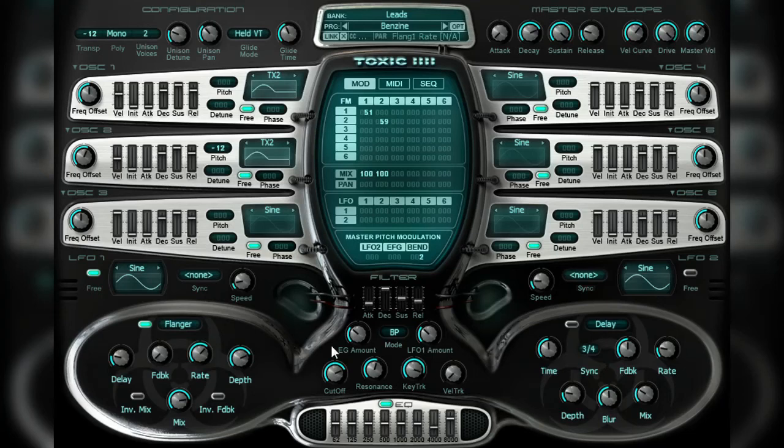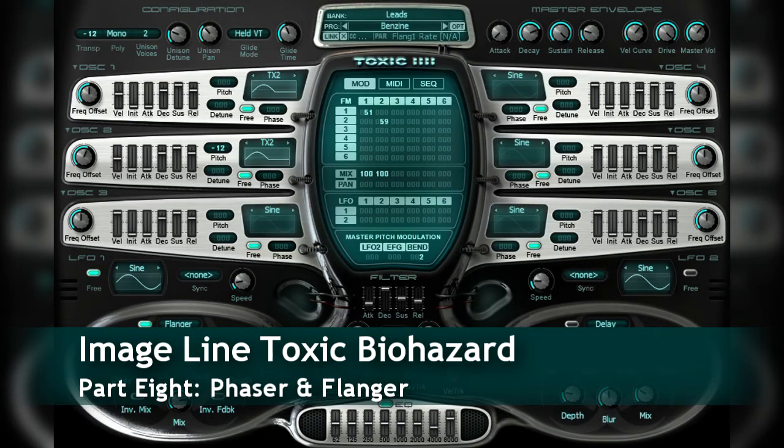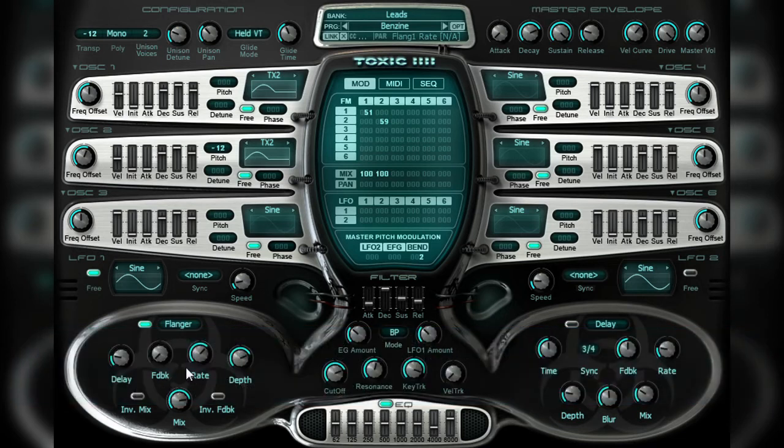The next two effects that we will cover are the phaser and flanger. Both of these effects are very similar in terms of the sound they produce and in the way that they operate. Even if you don't know what a flanger is, there is a good chance that you have heard this effect before, as it can be used to create a gentle jet-like pushing sound.